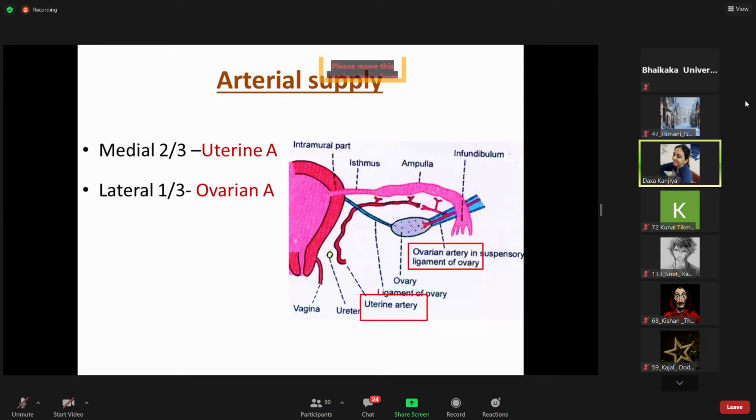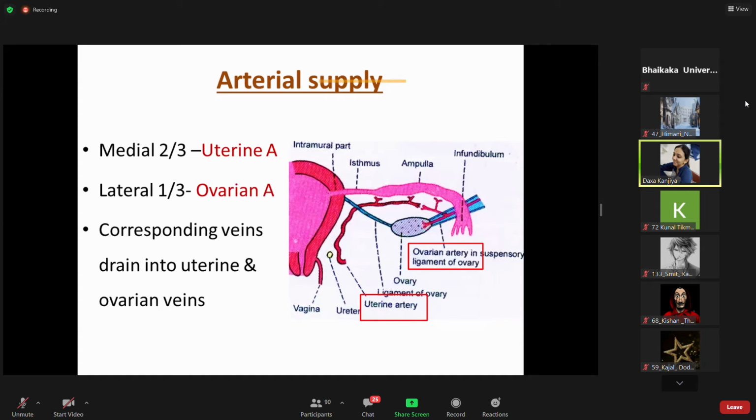Okay, so this gonadal artery, whether it is the testicular artery or the ovarian artery, is a branch of the abdominal aorta. The lateral one third of the uterine tube is supplied by the ovarian artery, and its corresponding veins drain into the uterine vein and the ovarian vein.